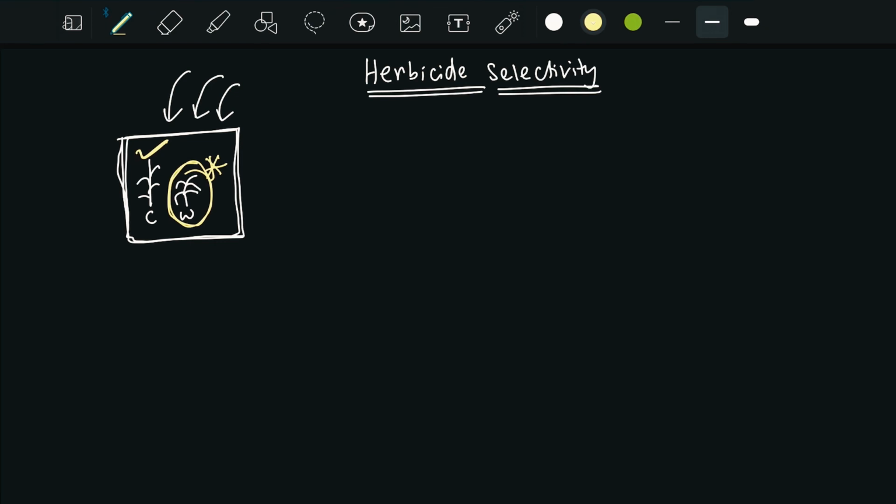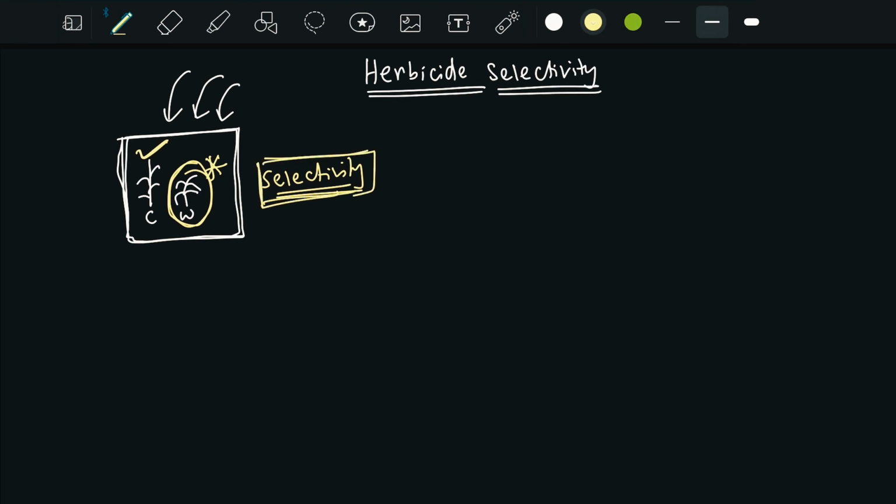So this is basically what selectivity means. That means whenever we are applying the herbicide in the mixed flora of crop and weed, crop is our desired plant and weed is our undesired plant. So basically the herbicide is controlling the weed, or it is killing the weed, or it is reducing the growth of the weed, but it is escaping the crop plant, our desired plant. So that is basically what selectivity means.